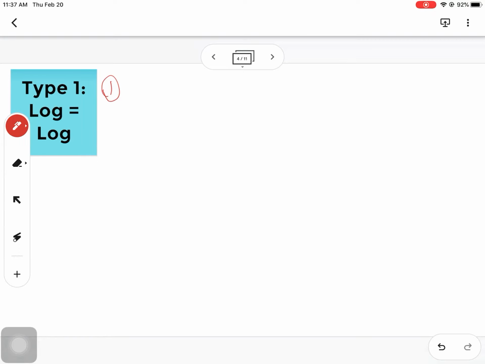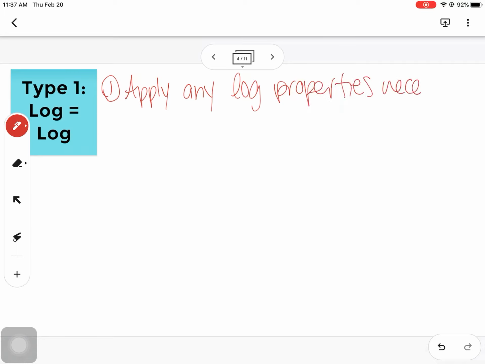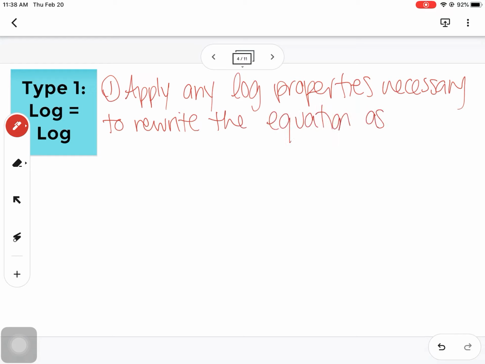Your first step is to apply any log properties necessary to rewrite the equation as log of x equals log of y. Okay, so sometimes, like in that made-up equation where you had 3 different logs floating around, we're going to have to condense our logs to look like just a log equals a log.